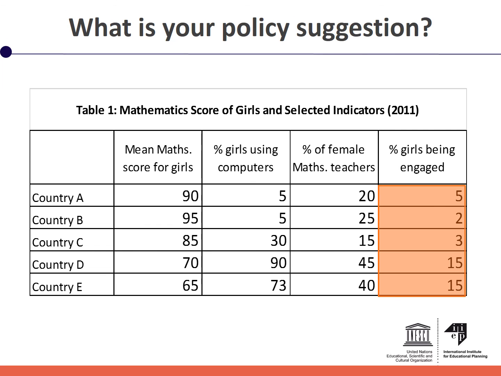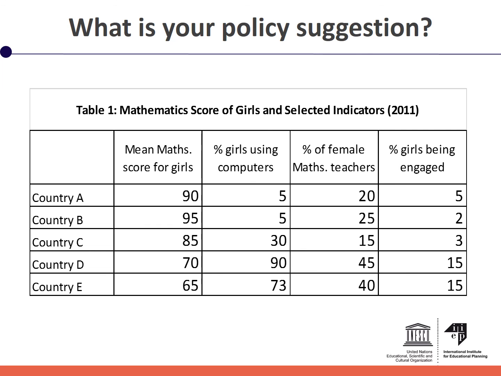What is your policy suggestion? You may think the government should make major reductions in the national education budget, because there is no need to equip schools with computers, no need to plan the in-service training to increase female mathematics teachers, and no need to revise the mathematics curriculum to attract girls' interest. Do you agree with this policy suggestion?